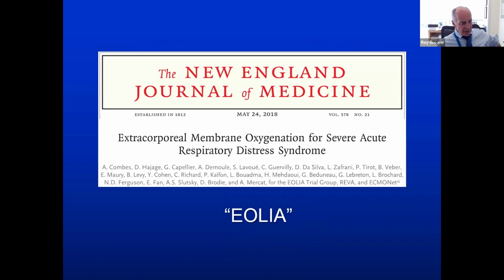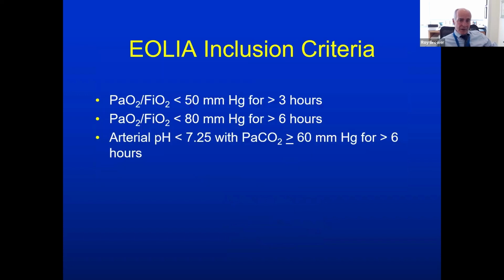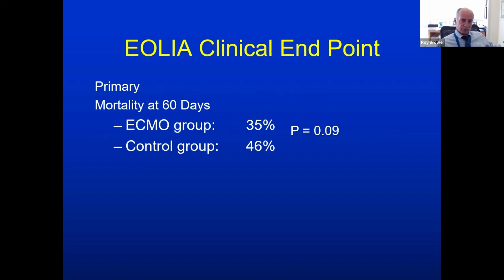I think this is, among the various clinical trials of ECMO in ARDS, probably the strongest evidence for it, but I'm going to argue that the evidence is not very strong. Patients were randomized into this clinical trial according to these criteria. If the P to F ratio was below 50 for 3 hours, they could be enrolled. If it was below 80 for more than 6 hours, they could be enrolled. And some patients were enrolled on the basis of hypercarbic acidosis.